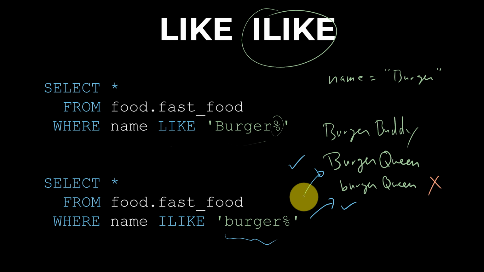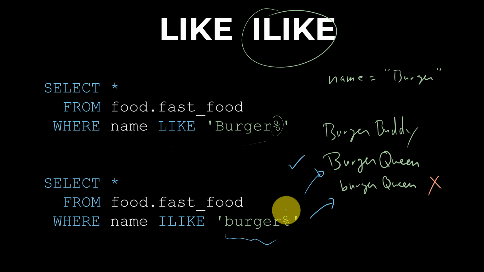And then don't forget to put your percentage sign, because that is how you tell your query that you don't care about anything that's after it. If you didn't put this percentage sign, you would match perfectly burger. Only names that are exactly burger written this way will be matched. Same thing here. If you don't have the percentage sign, then you would only match restaurants whose name is burger. It could be capital B or lowercase b, capital G or lowercase g. It doesn't matter because you're using ILIKE.